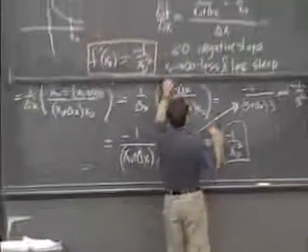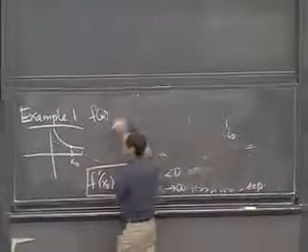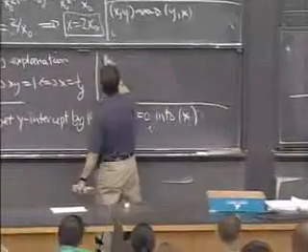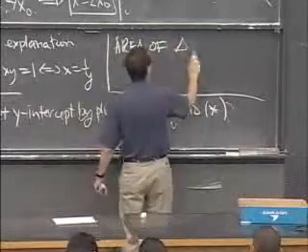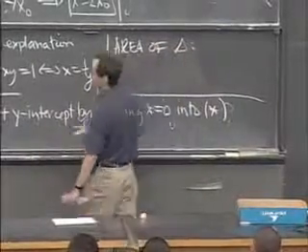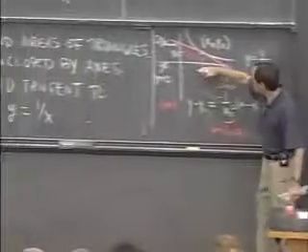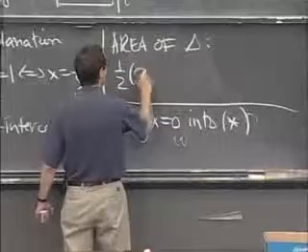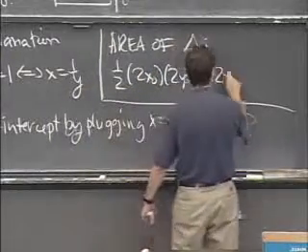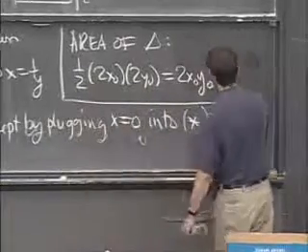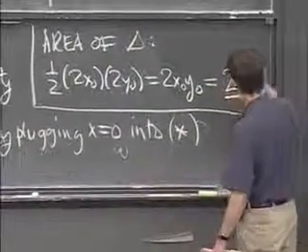Let me finally get this area here. So actually, I'll just finish it off right here. So the area of the triangle is, well, it's the base times the height. The base is 2x0, the height is 2y0, and a half of that. So it's a half times 2x0 times 2y0, which is 2x0y0, which is, lo and behold, 2.